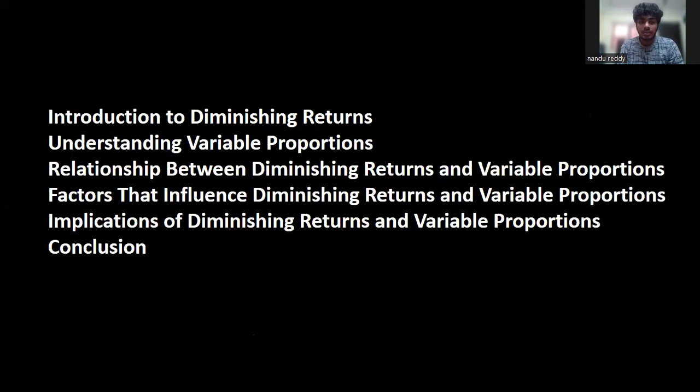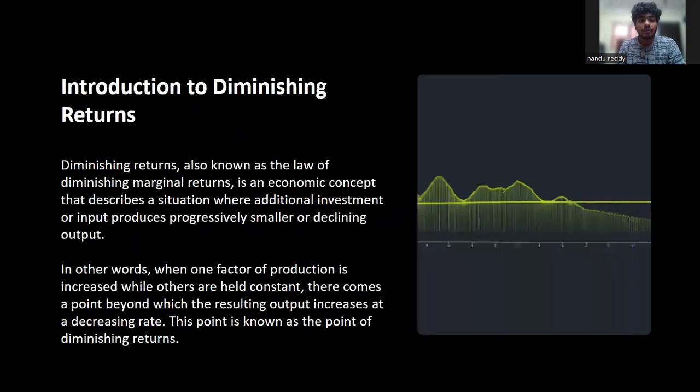These are the topics: introduction to diminishing returns, understanding variable proportions, relationship between diminishing returns and variable proportions, factors influencing diminishing returns and variable proportions, implications of diminishing returns and variable proportions, and the conclusion. These are the six topics we'll cover in this section. First, we'll go to the introduction to diminishing returns.